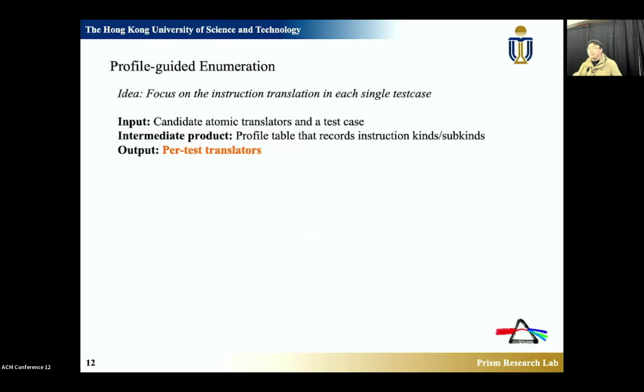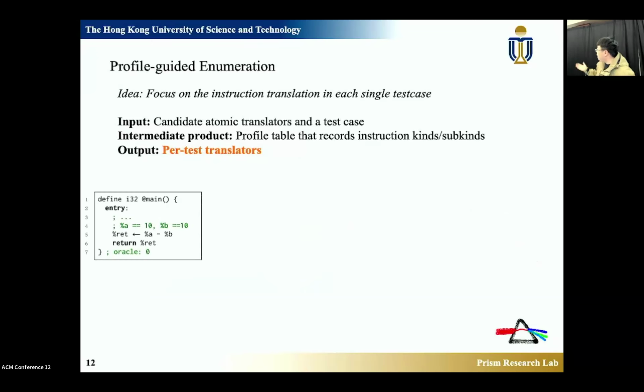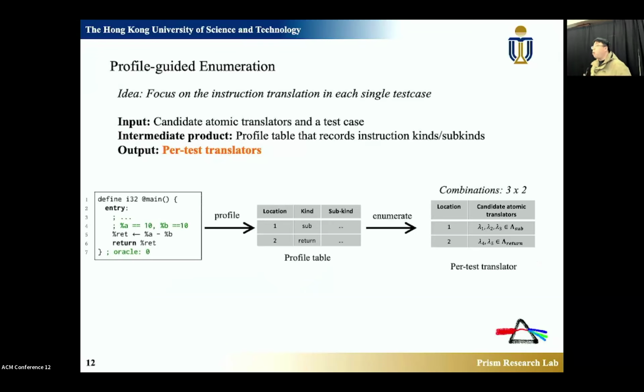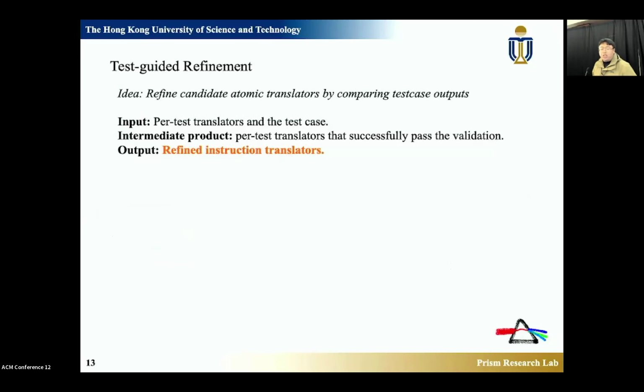So in our next two steps, we try to validate the correctness of such a well-typed translator. But firstly, we still need to construct the translator for each test case. In this case, we have a subtraction and a return instruction. By profiling such a test case, we can obtain this information. And by composing the well-typed translators for each instruction together, we can get, for example, 6 per-test translators for this test program. In this way, we can bridge the instruction translators to the per-test translators.